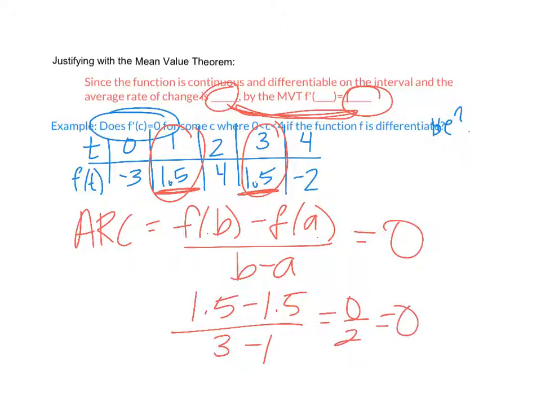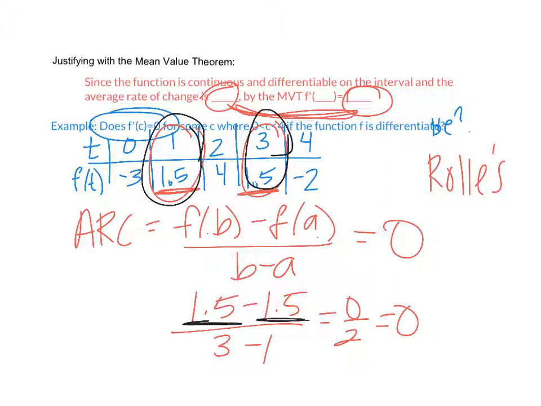This is actually a more specific case of the mean value theorem, because this is called Rolle's theorem. Rolle's theorem says that if you have 2 points where the y values are the same, then you're guaranteed to have an instantaneous rate of change of 0 between them. So that makes sense, right? Because I'm plugging in the y values that are the same, which means the top of my average rate of change fraction is always going to be 0, which means I'm going to have an average rate of change of 0, which implies instantaneous rate of change of 0.